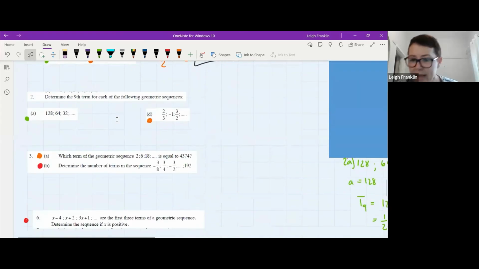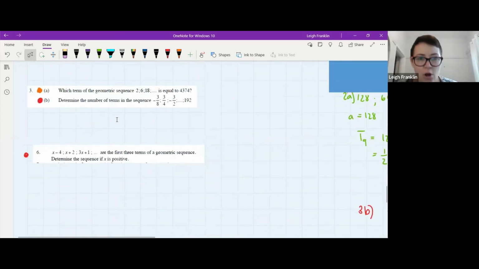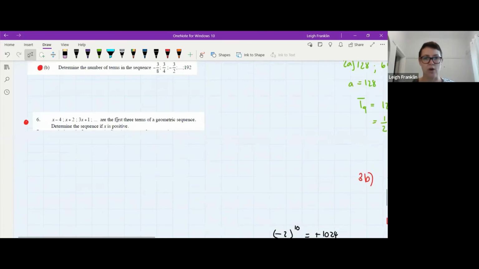That's great. Okay, guys, so we've only got 8 minutes left. Let's give you another question to try so we can go through this one. All right, so x minus 4, x plus 2, and 3x plus 1 are the first 3 terms of a geometric sequence. Unfortunately here, I don't have an easier question for you. We're all going to have to do the same question. Hopefully it's a bit easier than a red question. Determine the sequence. Now see, Kosecho, look here. Determine the sequence if x is positive. So now there's a restriction being placed on x.